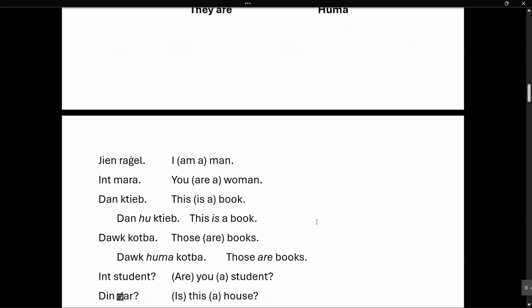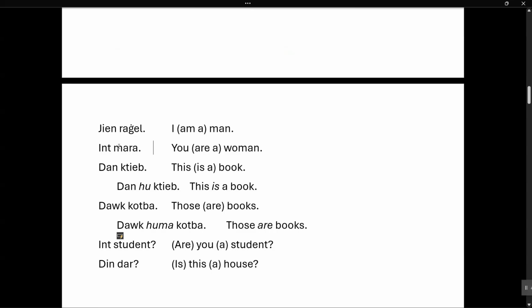And I had some examples over here. Let's look at this one. Dan ktib. This is a book. If I want, I can also say Dan u ktib. This is a book. Why would we do this? For emphasis on this is a book, right? But also just for clarity. It's not always for emphasis, it's just for clarity as well. It sounds more complete if you were to say Dan u ktib. Not that it's necessary, but it does sound more complete, especially in longer sentences.